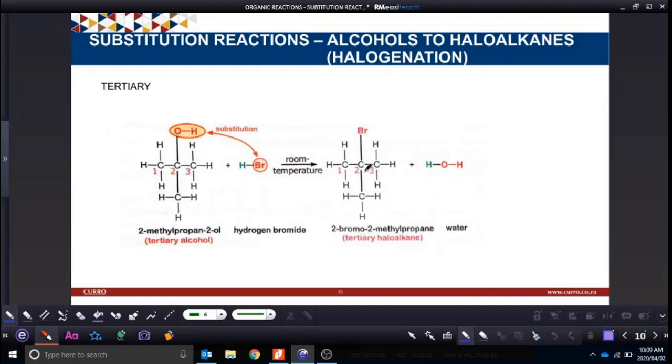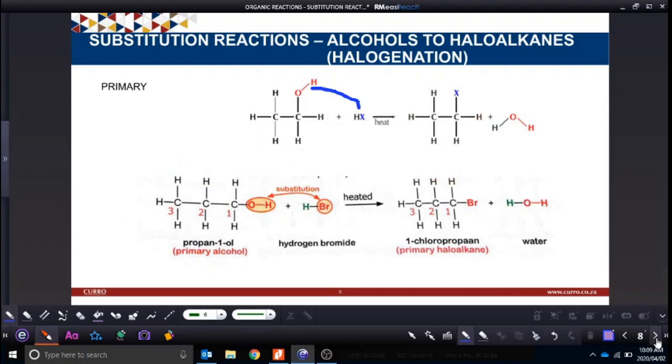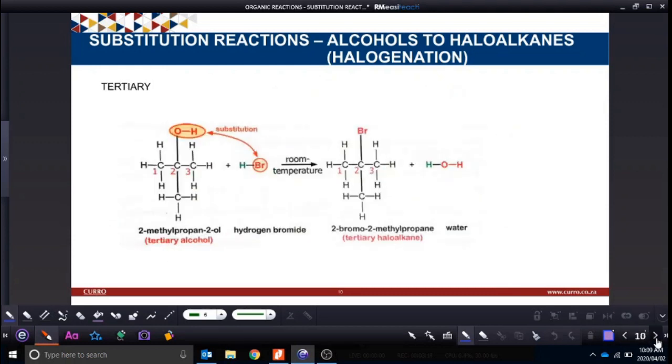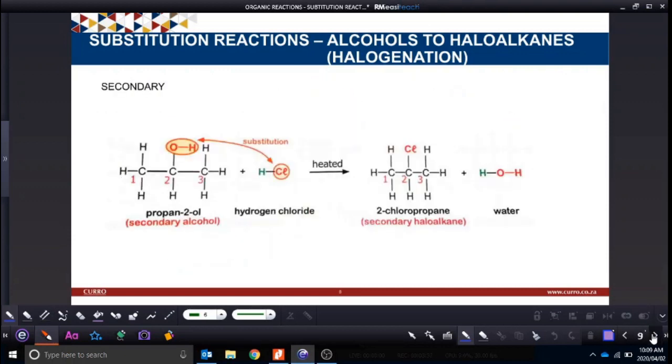In the tertiary one, the OH and the HBr are going to swap places again. This one happens at room temperature, the other two happen when we heat up our substance. So if you look at the three differences, here we just had heat, here we just had heat, and here it is done at room temperature. For primaries and secondaries, we use solid NaBr and also sulfuric acid so that we can get this reaction going.